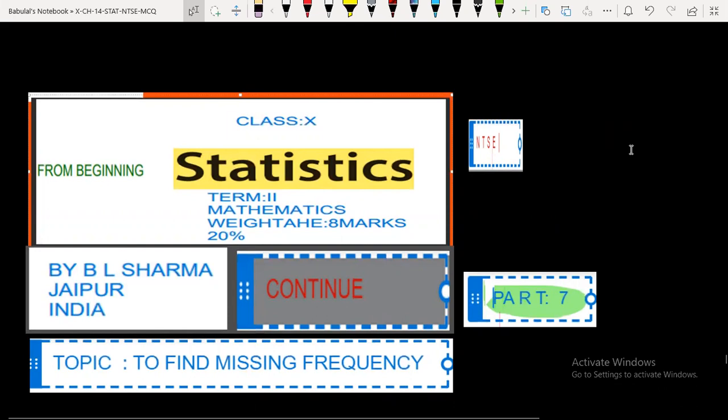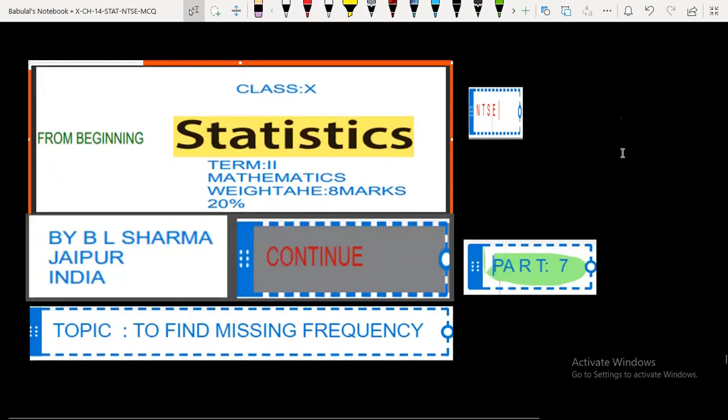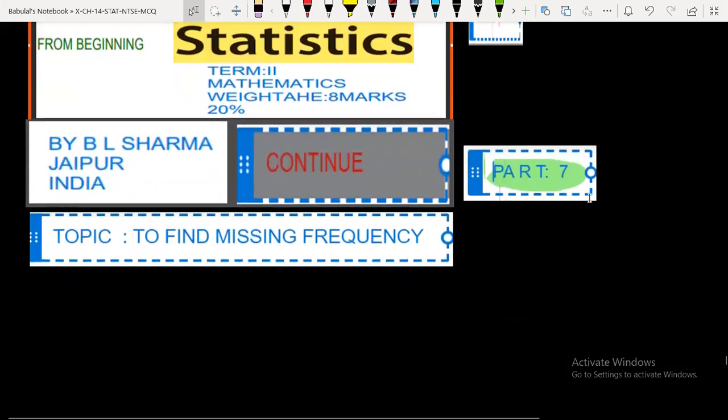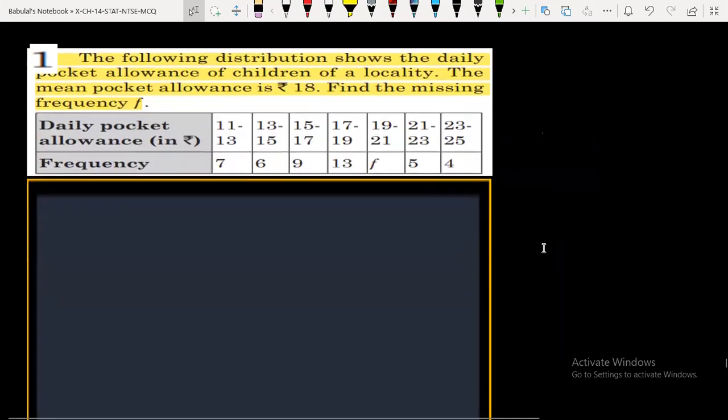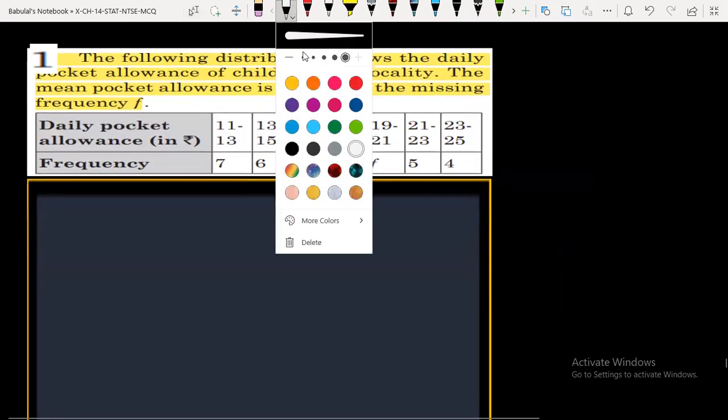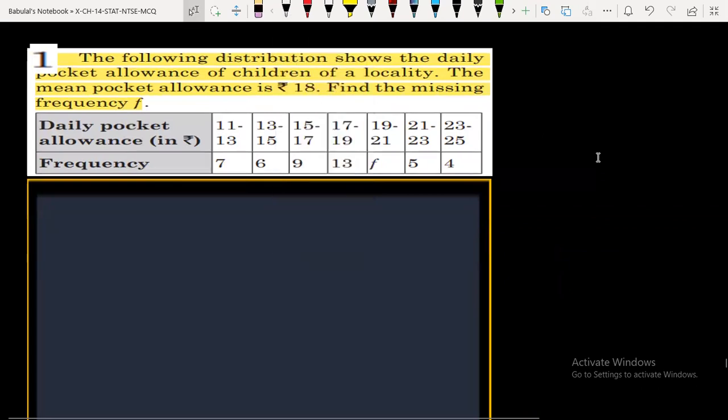In continuation of the chapter Statistics of Class 10th Mathematics, this is part 7. In this part, we shall be discussing how to find the missing frequencies or frequency. So, without wasting time, I'm taking some questions for you. This is question number 1, students. Please read this question carefully.